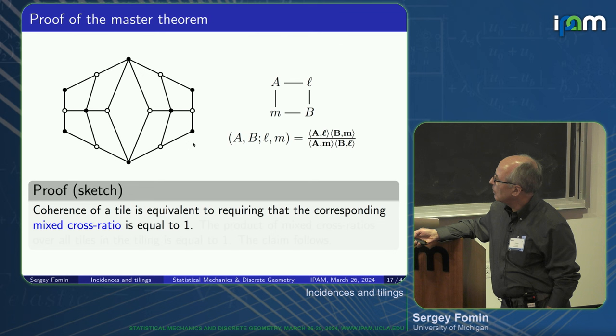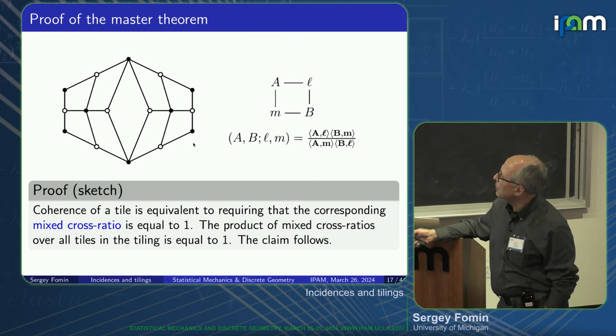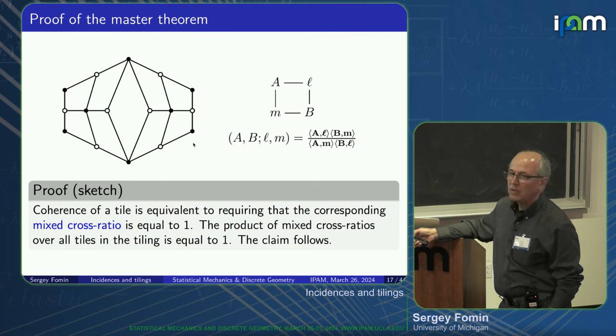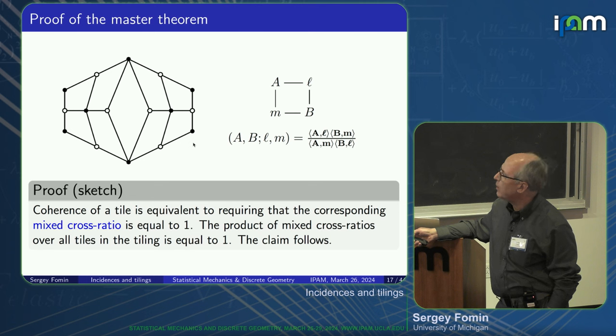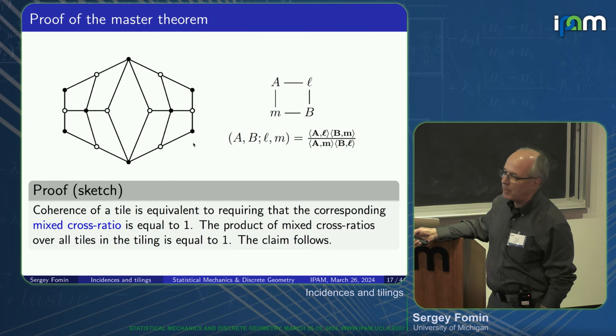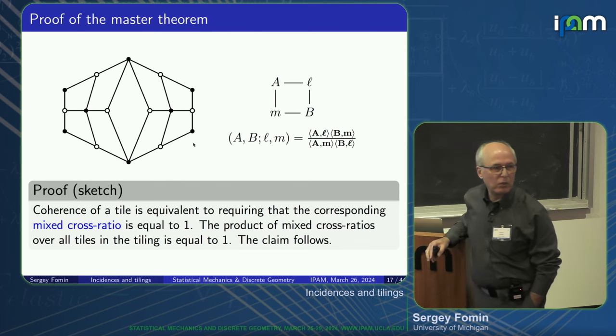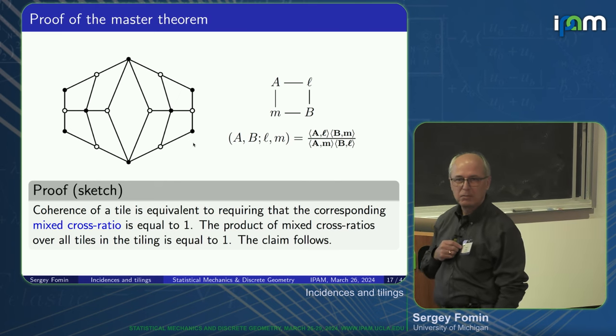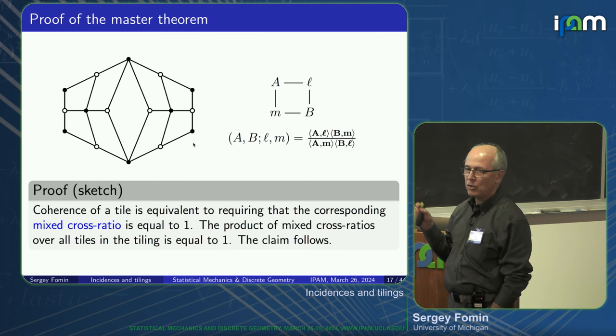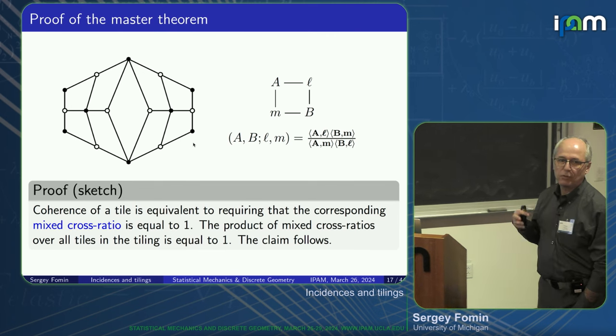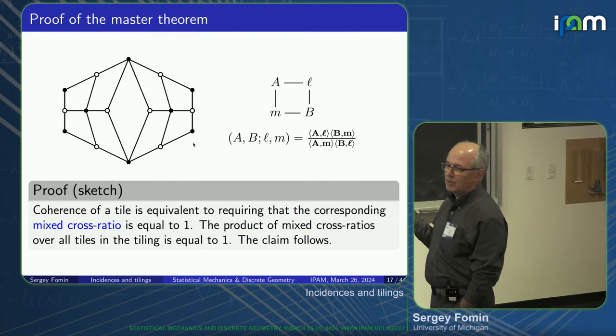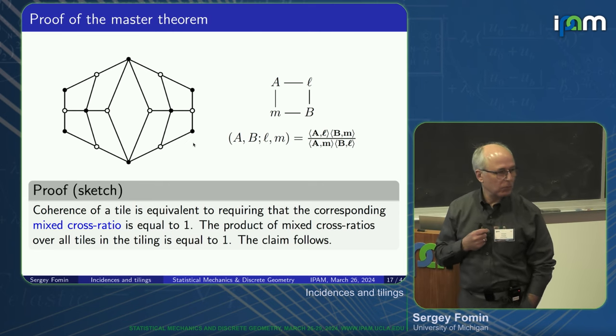Well, now we note that if we multiply all of these mixed cross ratios, this will be a telescoping product. Each pairing corresponds to an edge in this graph, and it will be in the numerator on one side for the tile on the left and denominator for the tile on the right, or vice versa. And so when you multiply these mixed cross ratios, you will just get one. So the product of all mixed cross ratios over all tiles is one. If all of them are equal to one with the exception of a single cross ratio, then the remaining cross ratio should also be equal to one. End of proof. Questions?